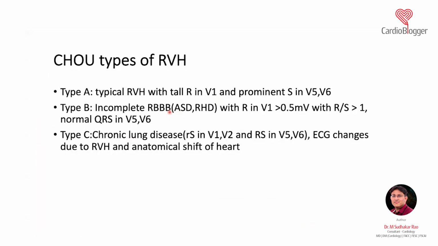And then type C is because of chronic lung disease, any form of lung disease like ILD, bronchial asthma, COPD, where there is an RS pattern in V1, V2, or a capital R, capital S pattern in V5, V6, and the ECG changes are due to RVH and the anatomical shift of the heart. We know that in COPD and bronchial asthma, both the chamber enlargement and the anatomical shift of the heart cause ECG changes. So mainly in lung diseases, that is type C.